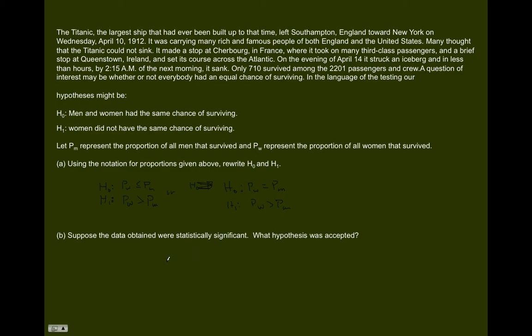So in part B, we're asked to suppose the data obtained were statistically significant. What hypothesis was accepted? Well, if the data is statistically significant, we know H naught is rejected, which implies H1 is accepted. So we would say we have statistically significant evidence that a greater proportion of women survive than men.